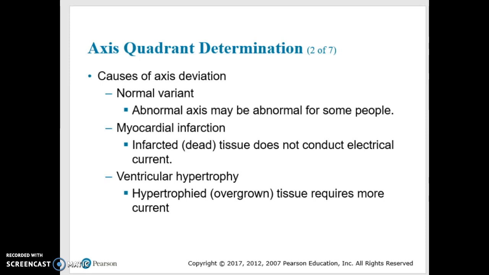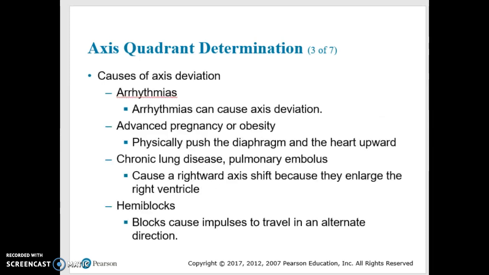And now we're going to look at ventricular hypertrophy. Hypertrophy, or hypertrophied, is overgrown tissue which requires more current. So we talk about that enlargement of the muscle, that enlargement of the tissue. It requires a stronger current to send the electrical impulse through. So that itself could cause an axis deviation as well.